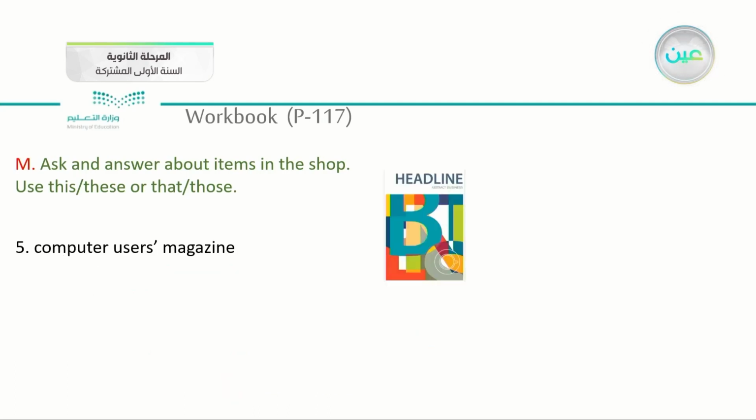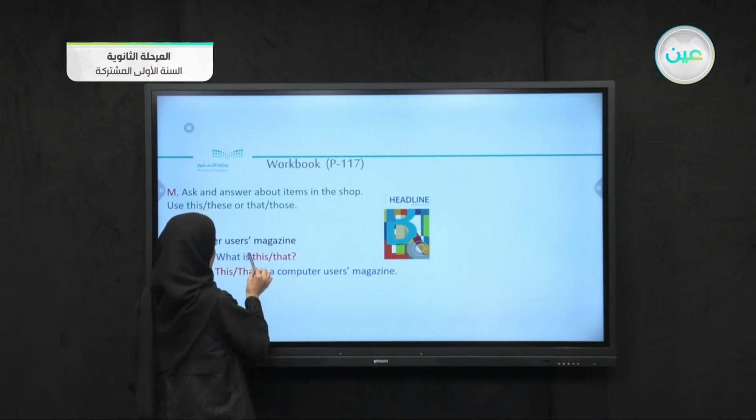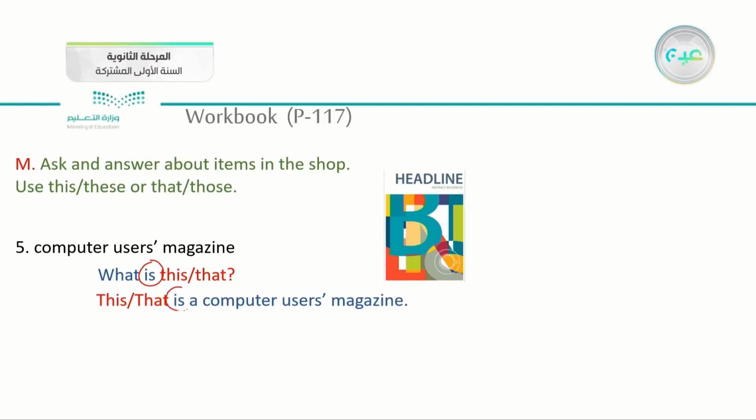Okay, let's look at this one, which is the last one. Computer Users Magazine. How many? It's only one. So I will ask a question about it. What is this or what is that? This or that is a computer users magazine. I'm having a magazine, I'm speaking about it. What is this and what is that? Notice the use of the is in here. What is this? This is a magazine or that is a magazine.